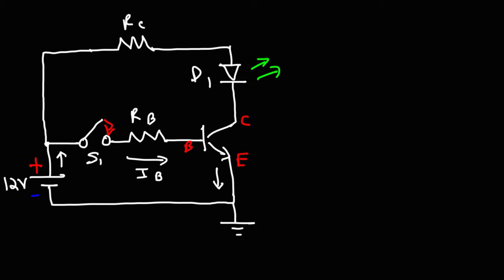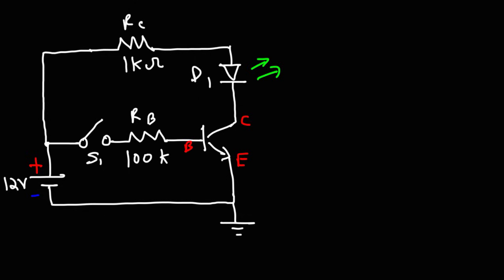So let's put some numbers to this problem. Let's say that RB is 100 kilo ohms. You want a large resistor because you don't want too much current flowing to the base of this transistor. And let's set RC to 1 kilo ohm. We don't want too much current flowing to the light emitting diode such that it burns out. Most light emitting diodes can handle about 20 to 30 milliamps of current.